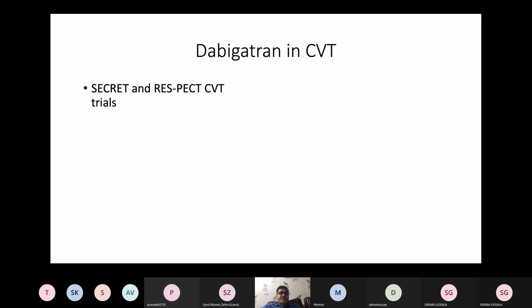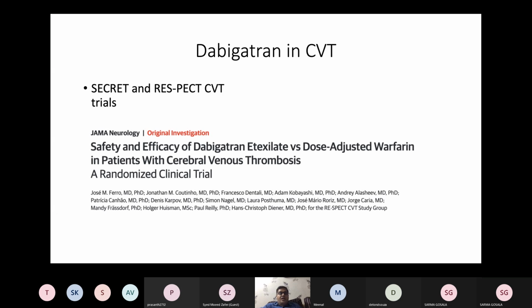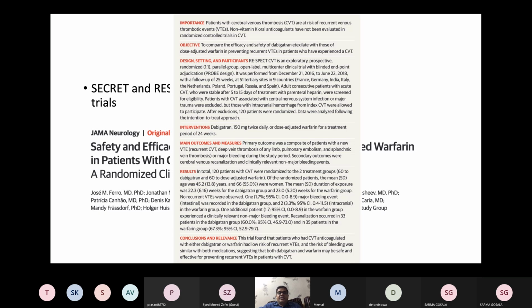Coming to CVT and dabigatran, there are two trials which were done, the RE-SPECT CVT trials. They looked at the safety and efficacy of dabigatran etexilate versus dose-adjusted warfarin in patients with cerebral venous thrombosis. It was a randomized controlled trial. They studied around 100 patients, around 140 patients, sorry.